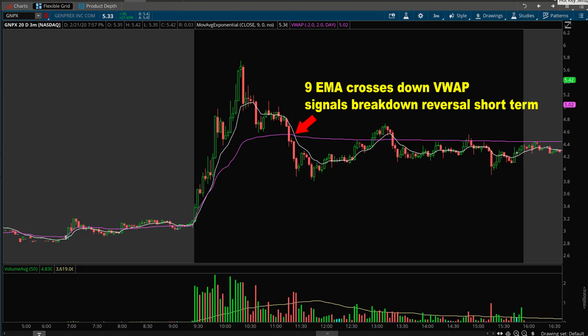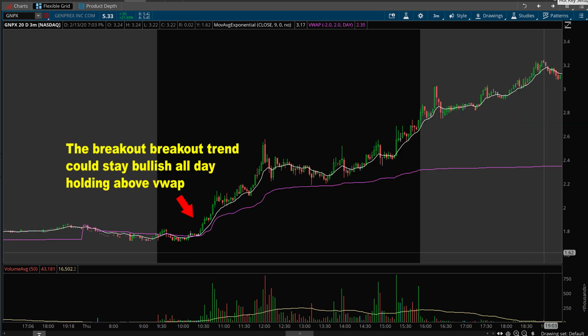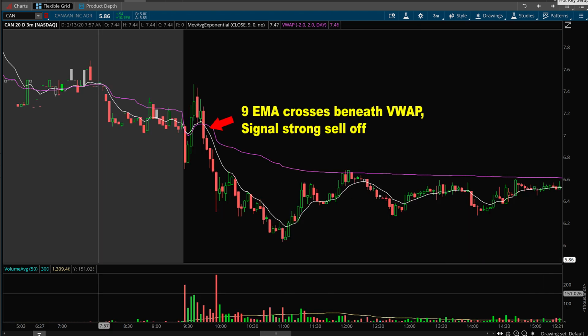And when the EMA crosses beneath VWAP, that's when the stock is very weak and starts to sell off. The further the white EMA pulls away from VWAP, the stronger the stock is to the upside. So that tells you to not fight the trend. Just buy the dips if the stock is strong, or short the pops if it's weak.